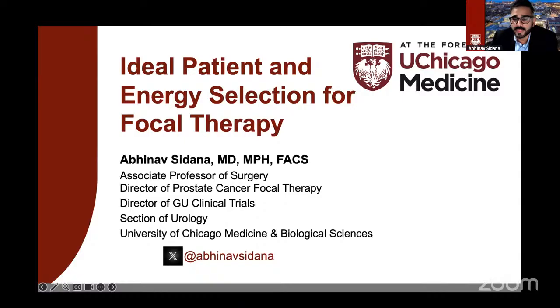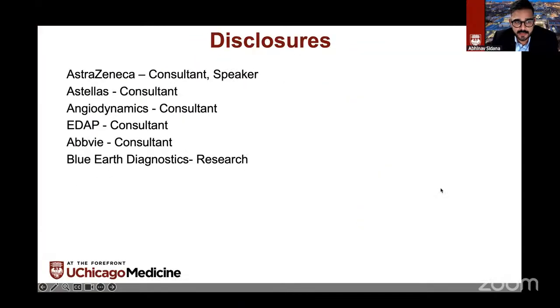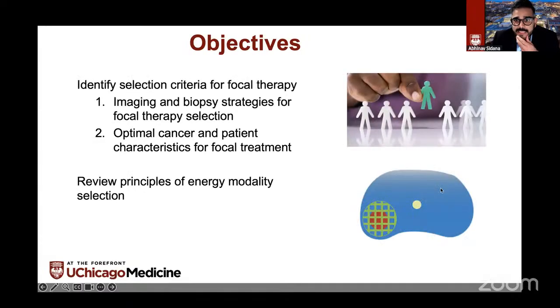Okay, with that, I will start my talk. These are the disclosures of my talk. And the objectives of this talk are twofold. I'll highlight some key selection criteria for focal therapy of prostate cancer and review the principles of energy modality selection for an effective focal treatment for prostate cancer.